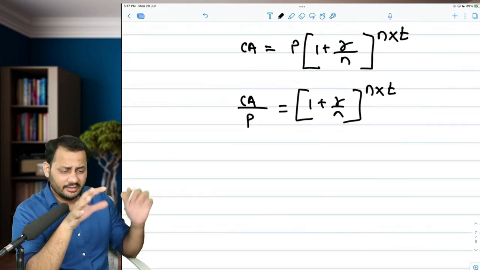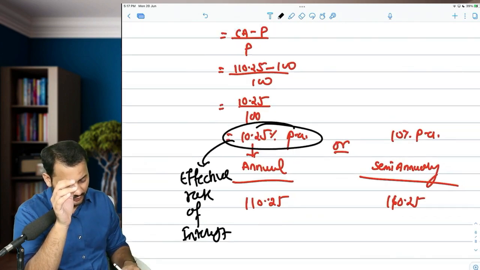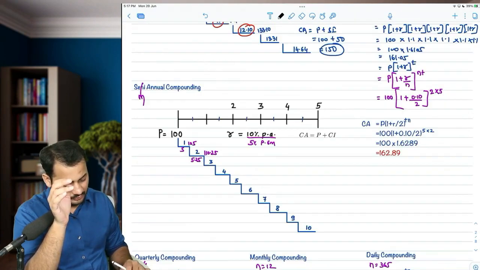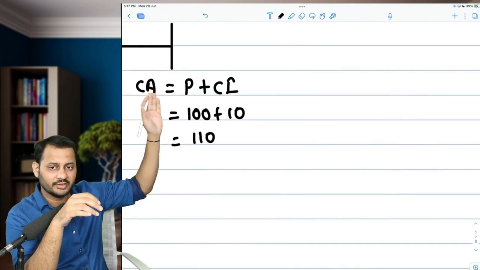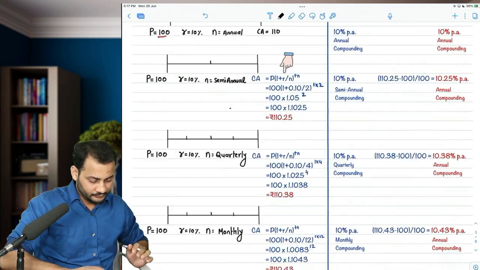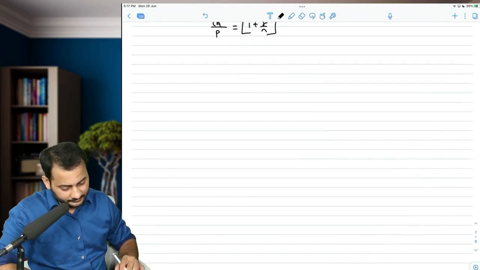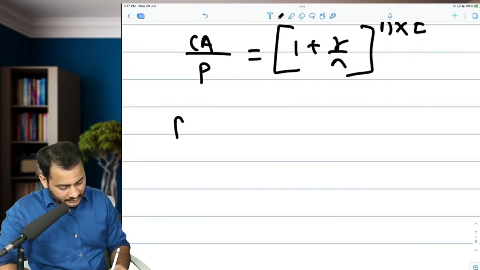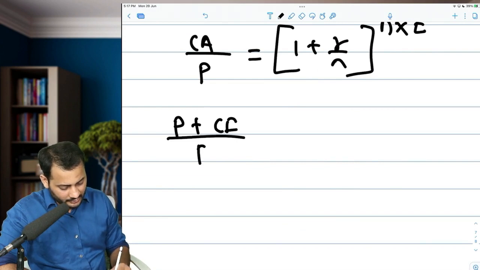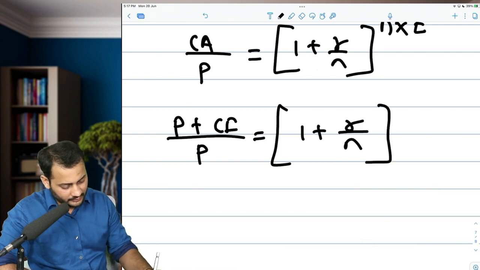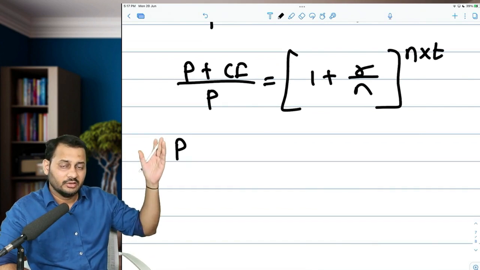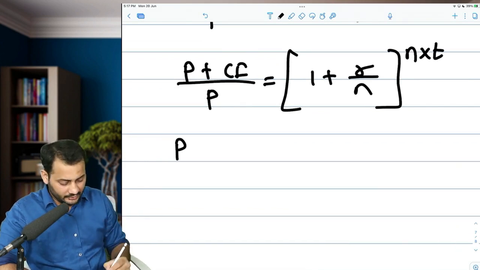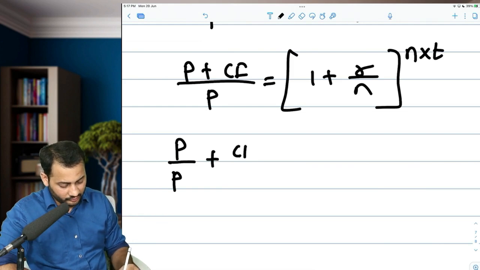Now, can I write the compound amount? If you have read it here, when we started the concept of compound amount, I showed you that compound amount is nothing but principal plus compound interest. So we are going to replace that. It is nothing but principal plus compound interest, and in the denominator principal, equals 1 plus r divided by n to the power nt. Now what I can do is write that numerator in this form as well, if we follow the rules of maths.